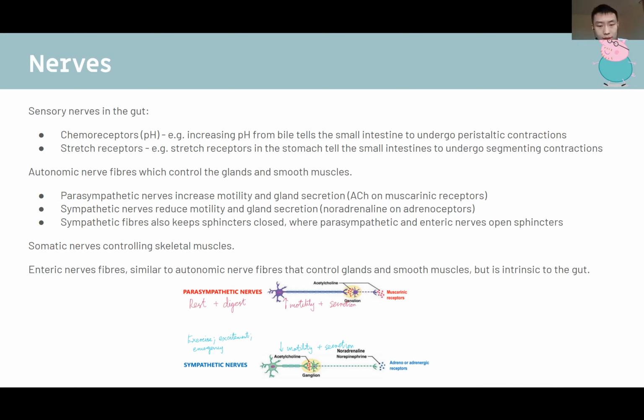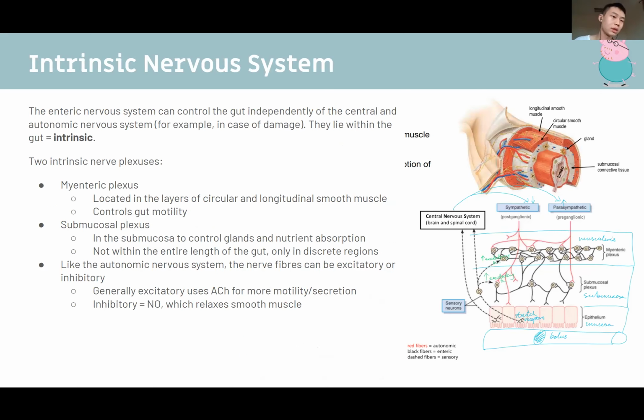and they also control your glands. So things like secretion and motility, but the enteric nerve fibers are actually intrinsic to the gut. So they're connected to your central nervous system and your peripheral nervous system, but they actually belong to the gut itself. And we'll talk a little bit more about that. So the intrinsic nervous system in the gut is the enteric nervous system.